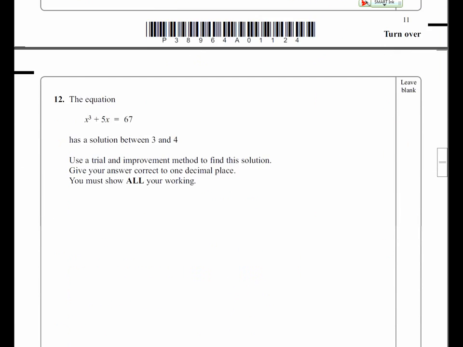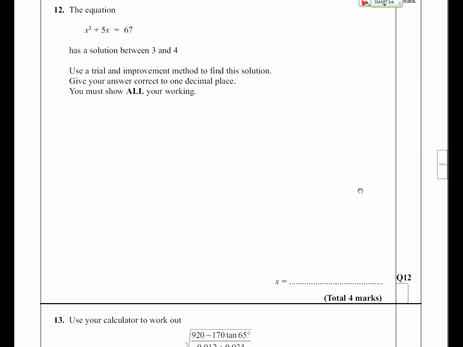Okay, question 12. I like these questions. The equation x cubed plus 5x equals 67 has a solution between 3 and 4. Use trial and improvement to find this solution. Give your answer correct to 1 decimal place. What you want to do is remember you're going for 1 decimal place, and you want to start with an answer between 3 and 4.